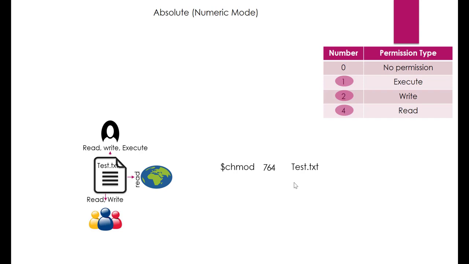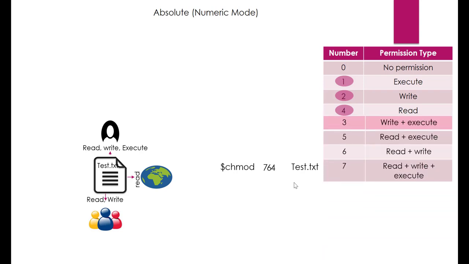So by adding these 3 numbers, we can have these kinds of permissions. The number 3 is 2 plus 1, which is write and execute. Number 5 is read and execute, which is 4 plus 1. Number 6 is read plus write, which is 4 plus 2. Number 7 is read, write and execute, which is 4 plus 2 plus 1. The number 0 represents no permissions.